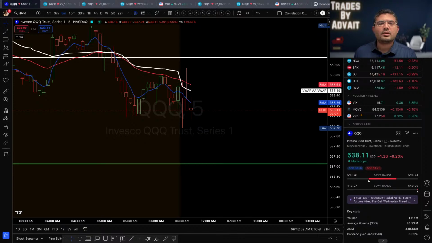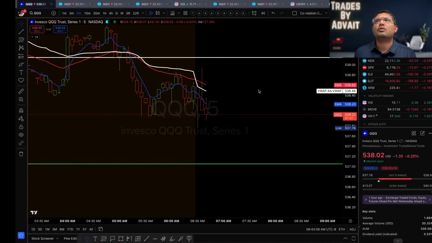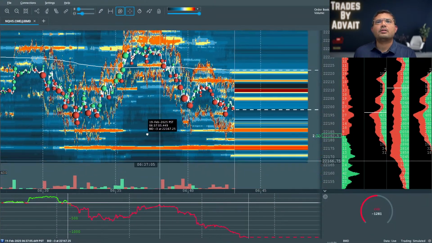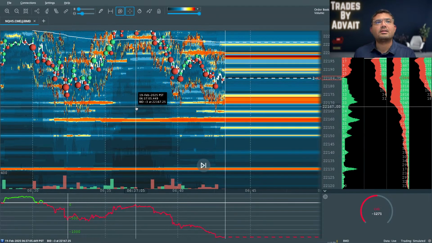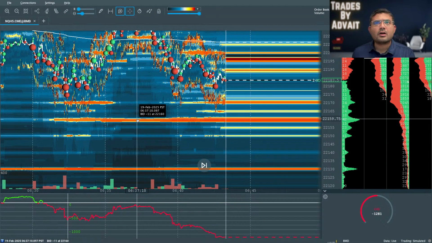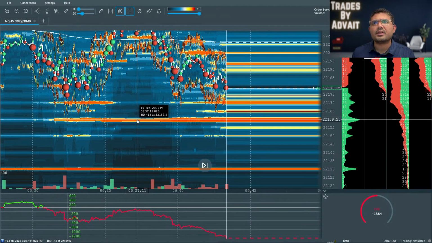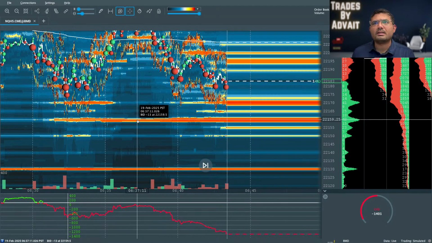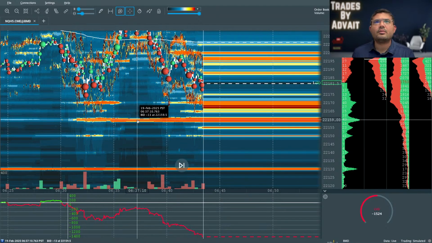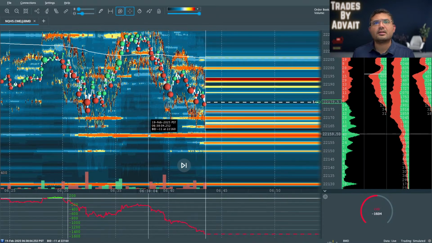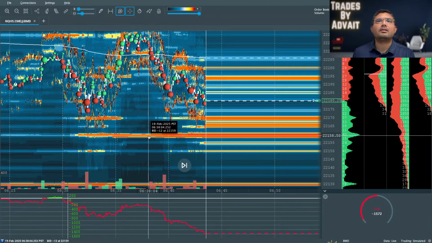So right now the markets are really at an inflection point, because we are hovering near the value area. Let's see what Bookmap is doing, so that we get a fair idea. Okay, so I see a really nice zone that is being formed over here at 22,160. So we need to be mindful of that. So very high chances that 160 will get triggered.